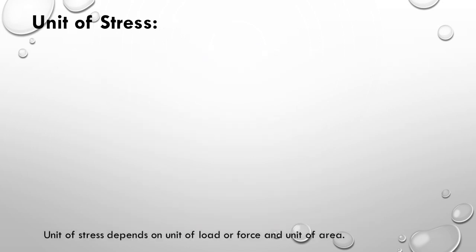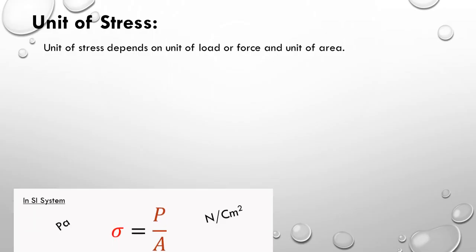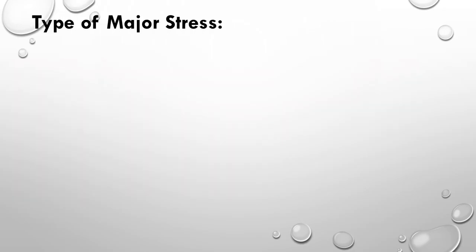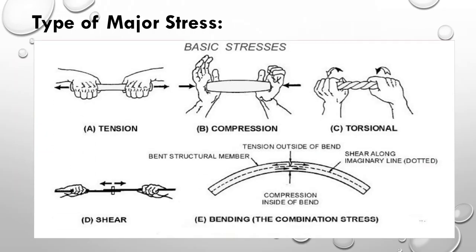Stress can be expressed using different units. In the SI system, stress can be expressed in N/cm2, N/mm2, or N/m2, which is Pascal. In the MKS system, it can be expressed as kgf/cm2, kgf/m2. The major types of stress are tension, compression, shear, and bending stress. In this video, we will only introduce the names of these stress types.